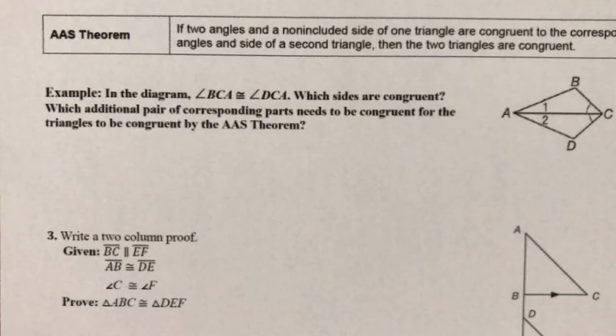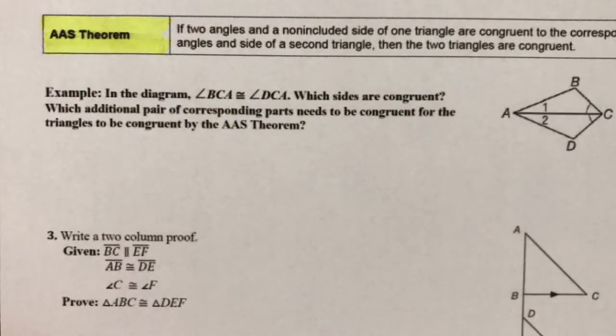Right, this is lesson 4-5, part 2. We're going to continue on with our little shortcuts to proving triangles congruent. So we just talked about ASA, the angle side angle theorem. Now we're going to talk about the angle angle side theorem, AAS.